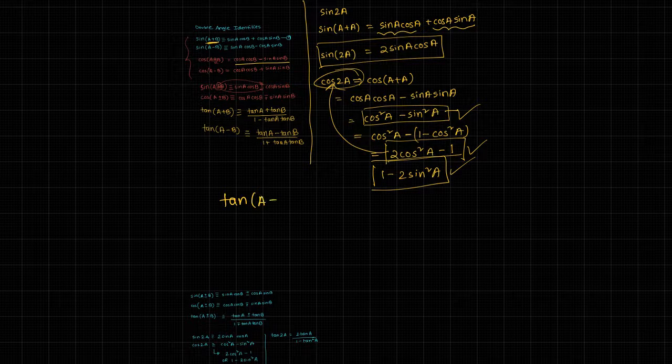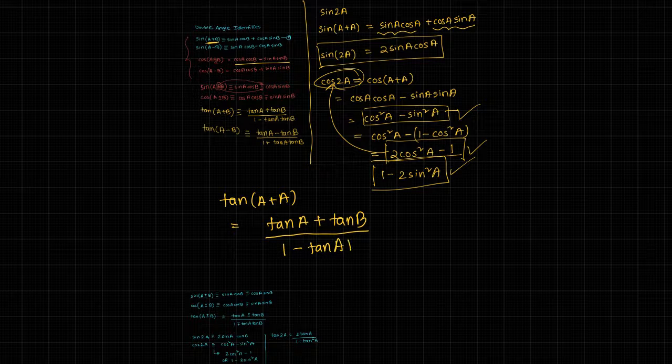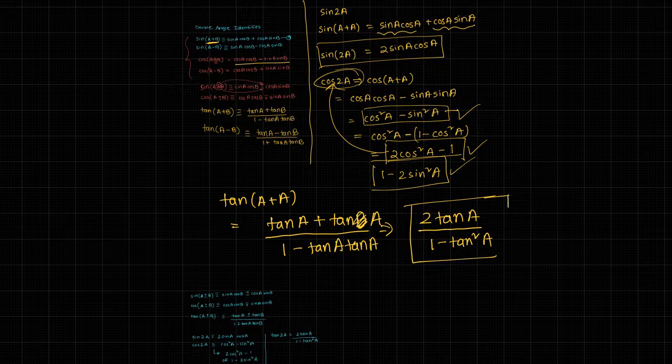tan 2a is basically tan(a + a), which is tan a plus tan a divided by 1 minus tan a times tan a. And you can simplify this as 2 tan a divided by 1 minus tan squared a. So this is another form you could have written. All right. So that's it for that.